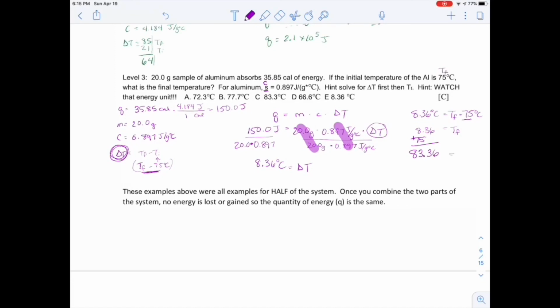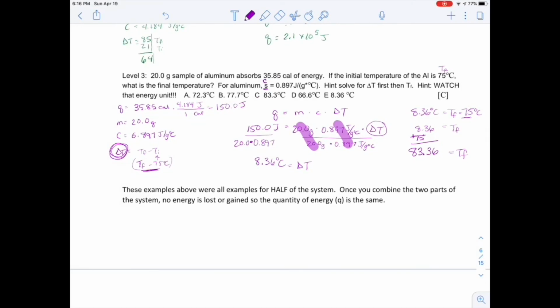83.36 degrees Celsius. Now notice we've got to shorten it to that ones position because 75 is a less precise number. So we're going to draw the line, we're going to shorten it so that it turns out to be 83 degrees Celsius, and that's the answer. That's our final temperature.